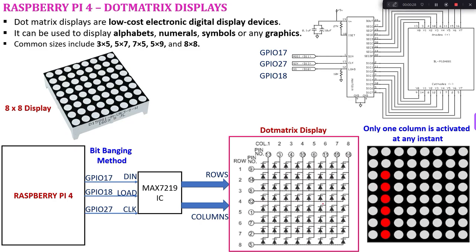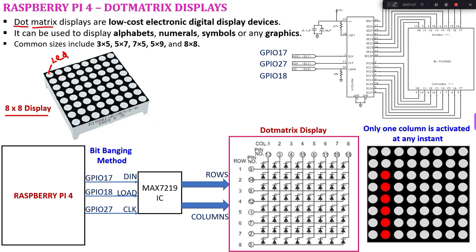Dot matrix display. From the name itself, we can understand dot means LED. So we are going to have many dots and each dot is going to be an LED. For example, here I show an 8x8 display where we have a lot of dots. So each dot is an LED. Matrix represents that these LEDs are connected in a matrix fashion. So by activating a particular row and column, we can activate or deactivate an LED.